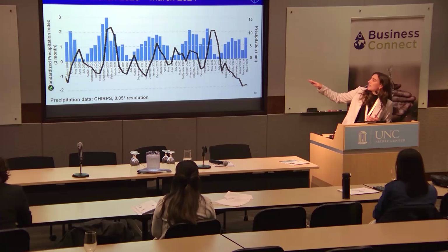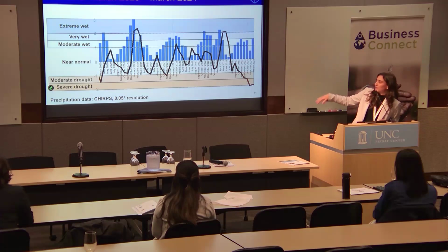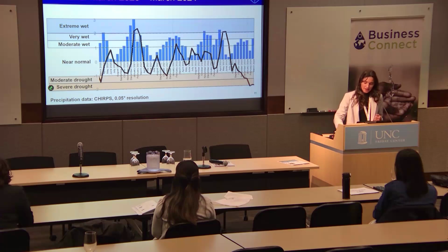So this is the SPI based on the precipitation data for our study location. So then I've added on the slide here the different categorizations that people use with SPI, from extreme wet all the way down to severe drought. And you can see we did not have any extreme drought during this time period.